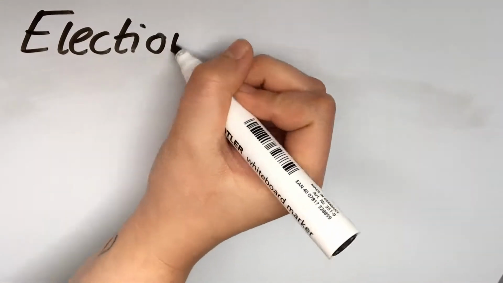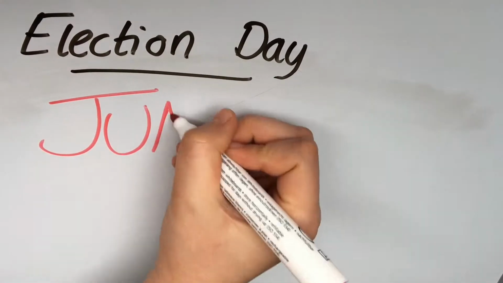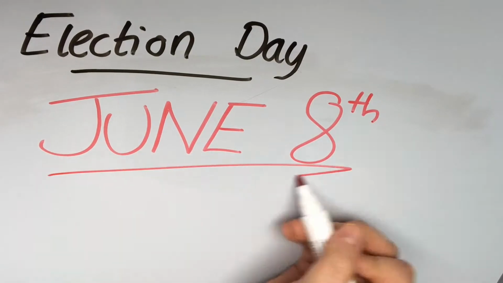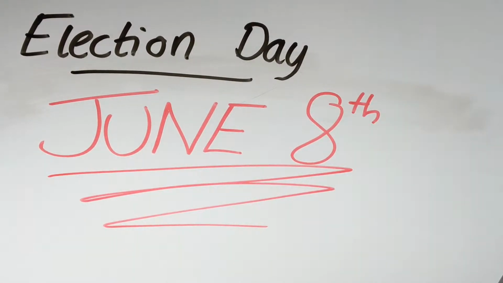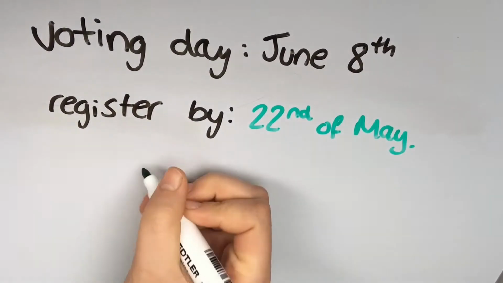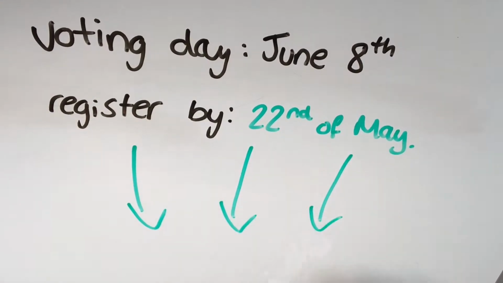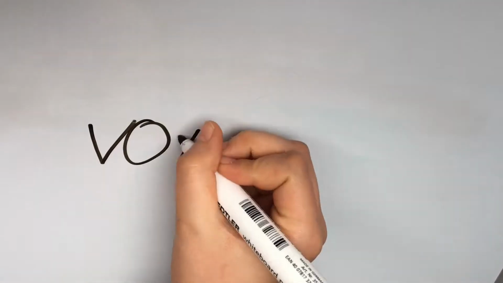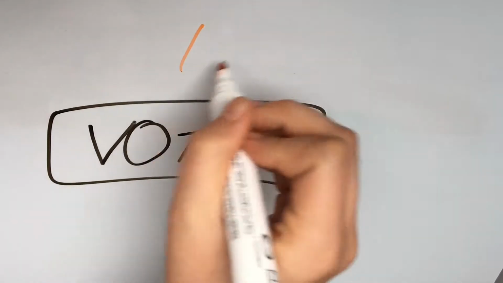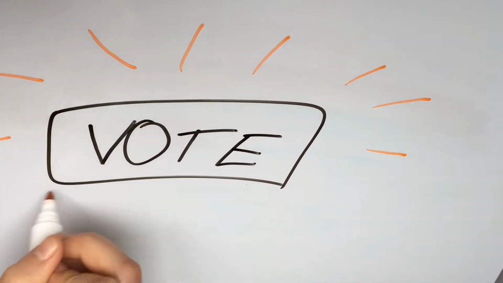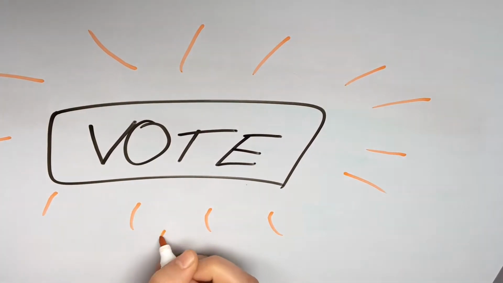It's election time in the UK, and if you take away nothing else from this video, please vote on the 8th of June. You have to register to vote by the 22nd of May, so follow the link in the description to register. If you don't register, you can't vote on the 8th of June. Very important. Seriously, pause the video, go register. I'll still be here when you get back.